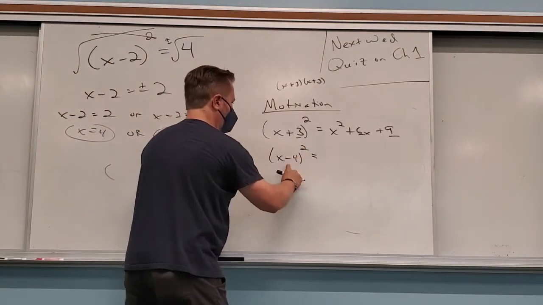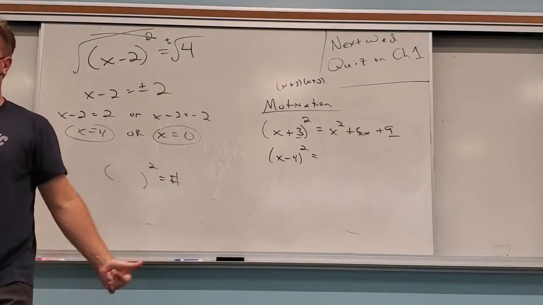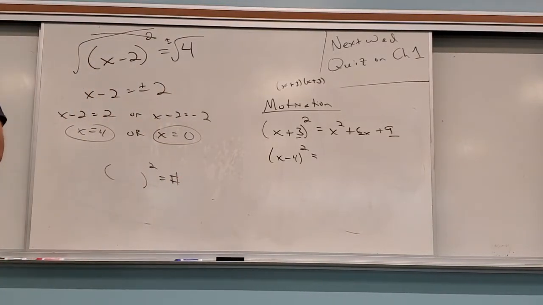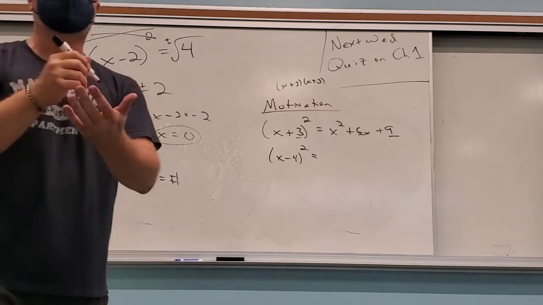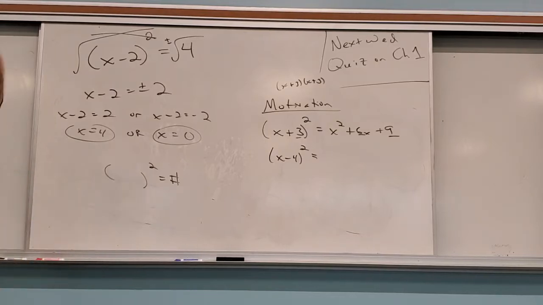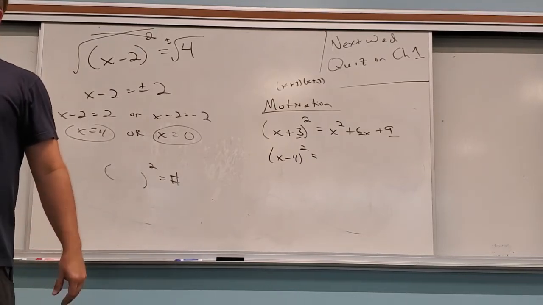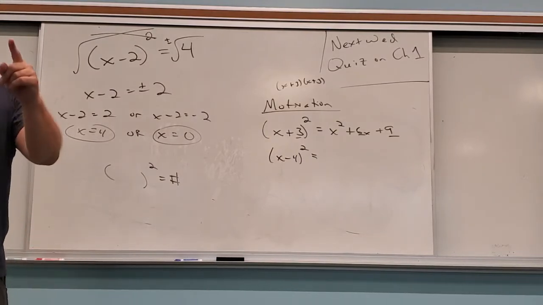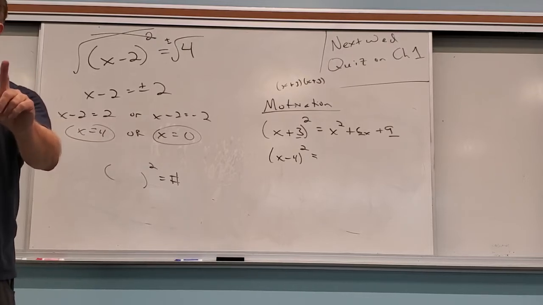Here, take a second, any way you want to, don't say it. Square that for me. Do x minus 4 squared. Do it real quick. Please. Or draw a duck, just make it look like you're doing it. Let everybody give it a try.